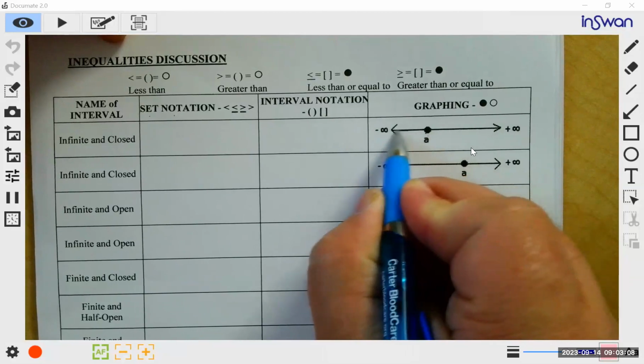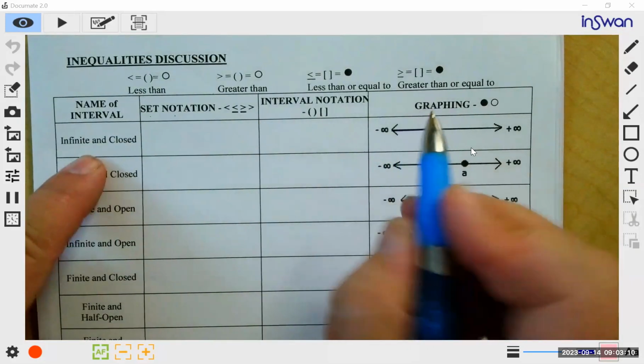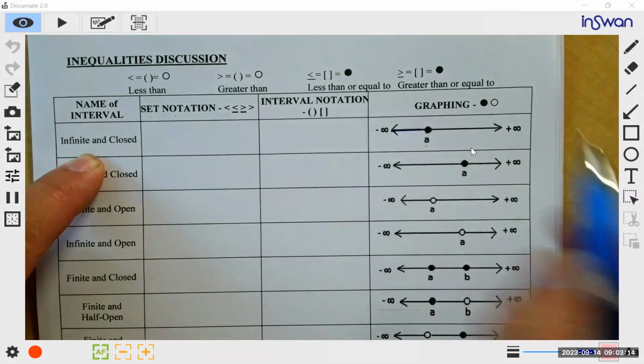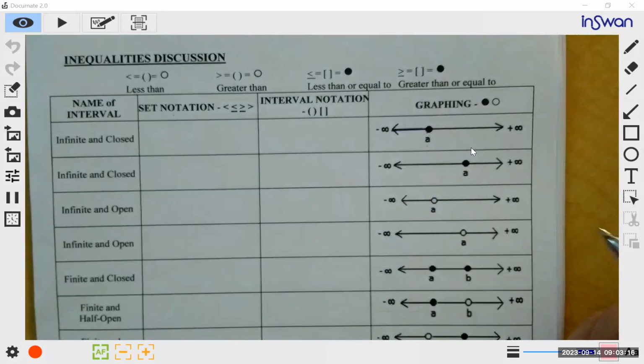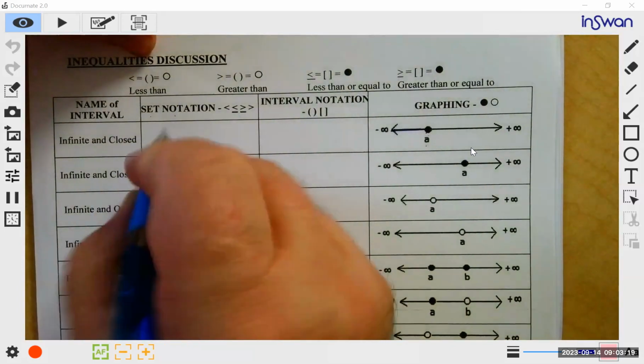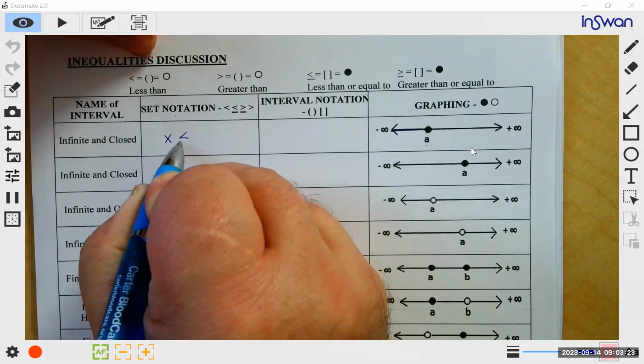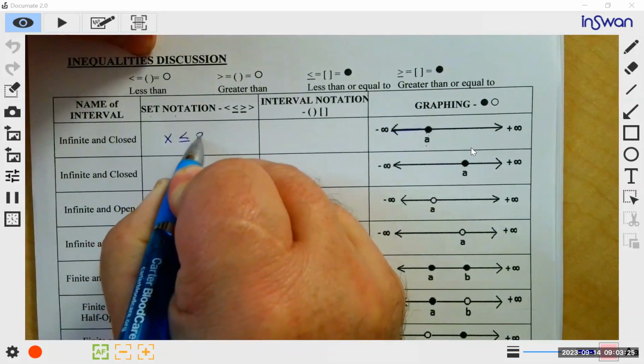It goes on, I'm reading left to right, so it's going to negative infinity and it's closed at some number B. So what would that look like? It says that X is less than or equal to B.